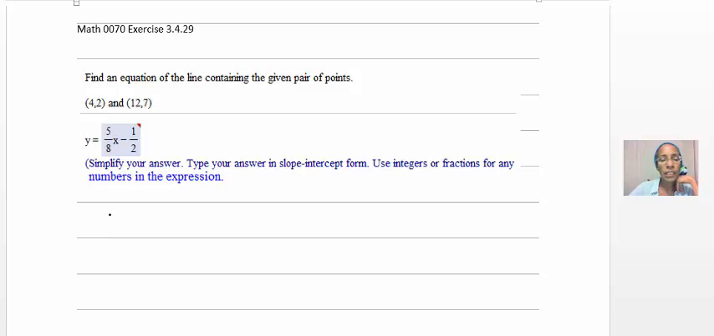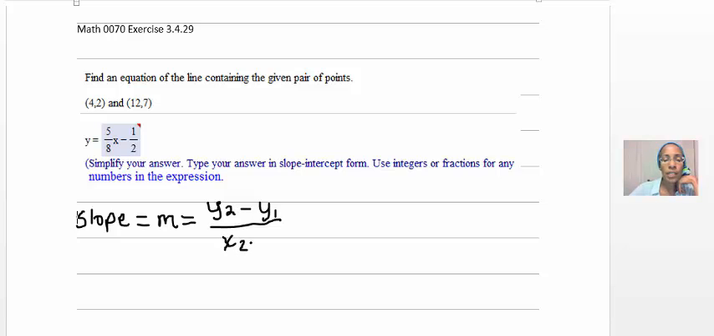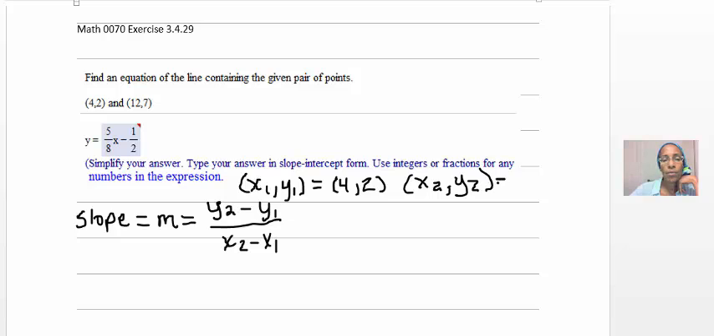Okay, so let's look at this problem. This is exercise 3.4.29. We want to find an equation of the line containing the points (4, 2) and (12, 7). First, we want to find the slope, which we call m, and that's y2 minus y1 over x2 minus x1. We're going to call x1, y1 (4, 2), and x2, y2 (12, 7). So x1 is 4, y1 is 2, x2 is 12, y2 is 7.